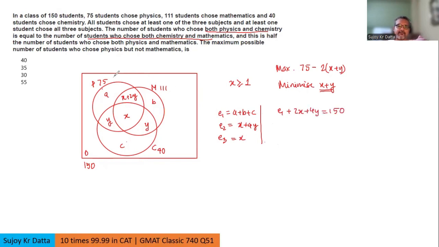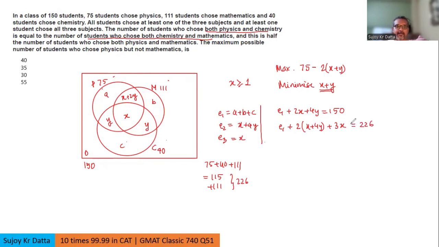The other equation is if you add up the three values. So 75 plus 40 is 115, plus 111, so that is 226. That is exactly 1 plus 2 times exactly 2 plus 3 times exactly 3, because we are counting the double regions twice and the triple regions thrice. And that is 226.